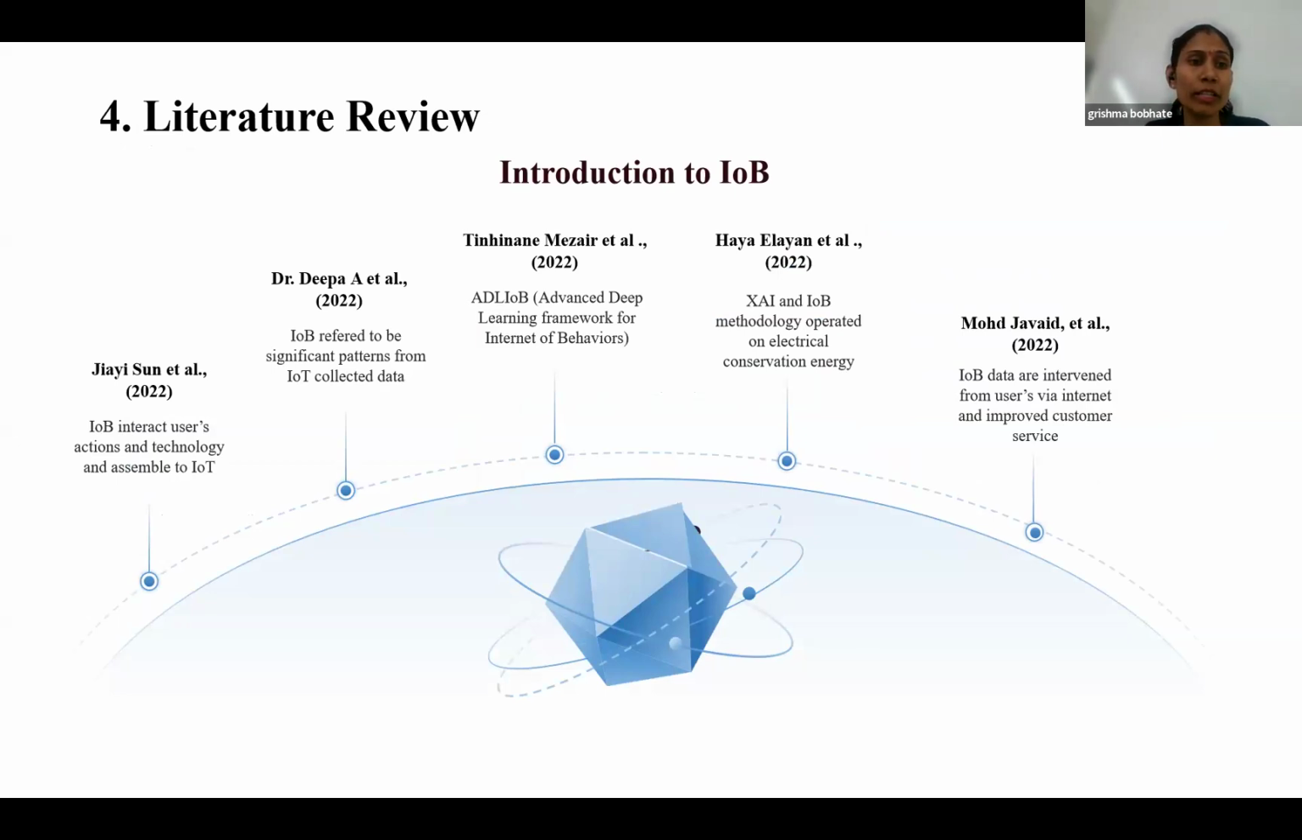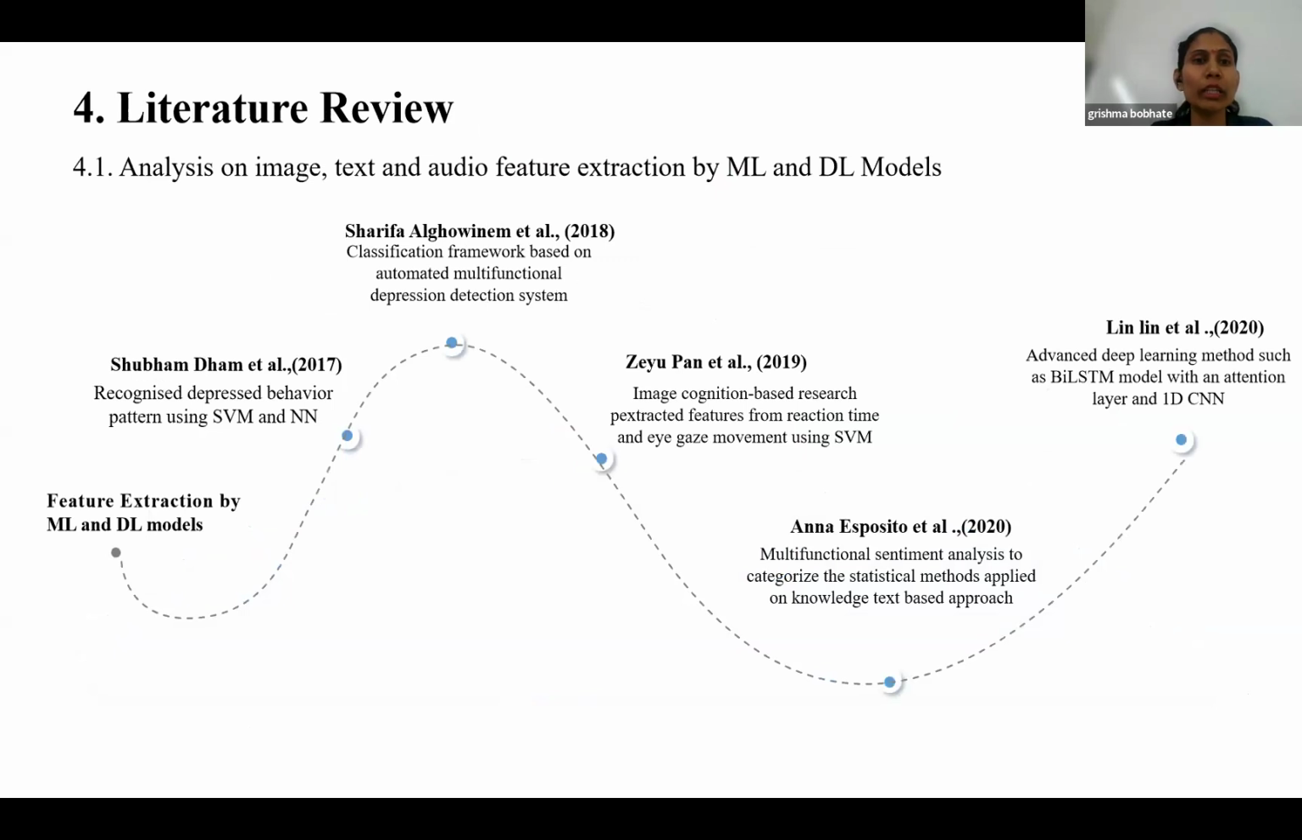Starting with Jun Yall to Muhammad Jawel, the IOB has been used for user interaction with the IoT device. Next, Dr. Deepa has shown the IoT collected data with the ADLIOB, the Advanced Deep Learning Framework, which has been embedded for the internet. Next, the IOB is not only implemented with deep learning, it is also implemented with explainable AI for electrical energy conservation. Also, Mohammad Jawel has shown how the IOB data are intervened from the users with respect to internet customer services. Next, these are the interactions with other authors where feature extraction is done by ML and deep learning models. Like this, the first author, Shubham, has detected depressed behavioral patterns with SVM and NN. Sharifa extracted multilateral features. Then cognition behavioral analysis, where it not only features, yes.